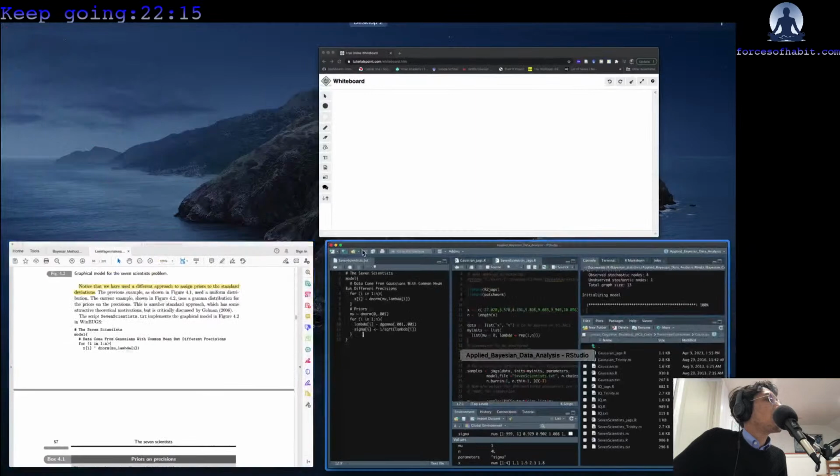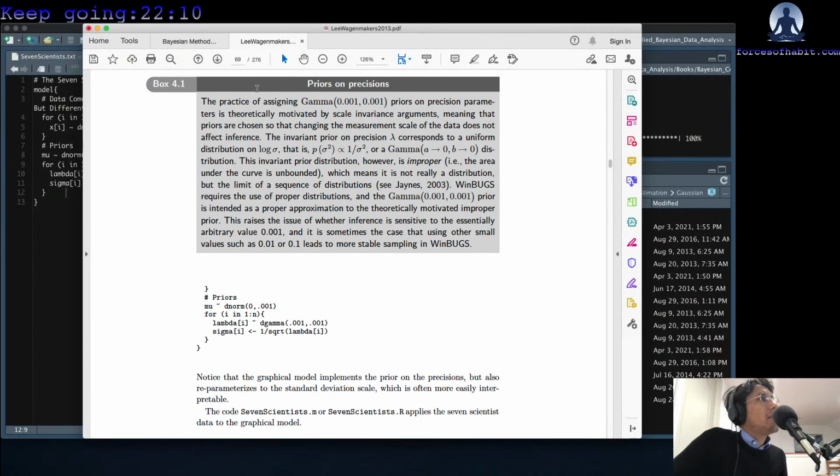This is just some information for why we might be motivated to set a prior at gamma.